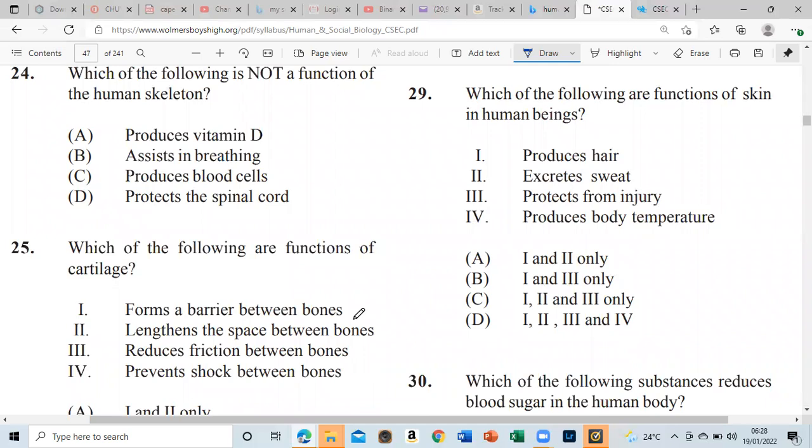Which of the following is not a function of the human skeleton? Is it A, produces vitamin D, B, assists in breathing, C, produces blood cells, or is it D, protects the spinal cord? And 24 is A, it does not produce vitamin D.